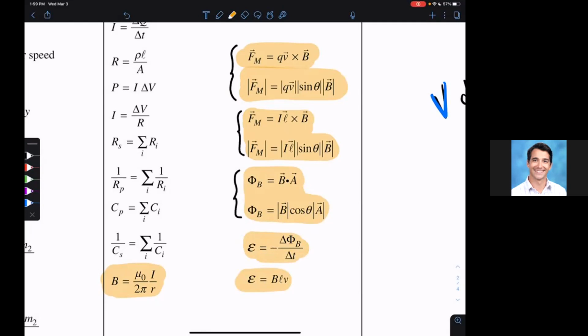So we'll come to all these equations next class. But I just wanted to show you where they were and show you what we're going to get to.